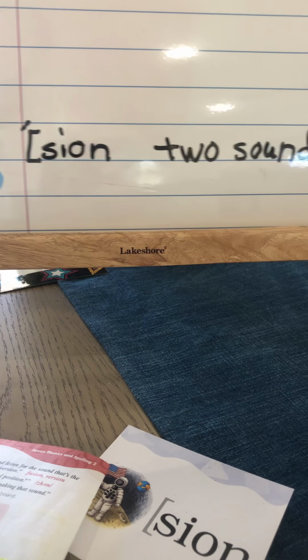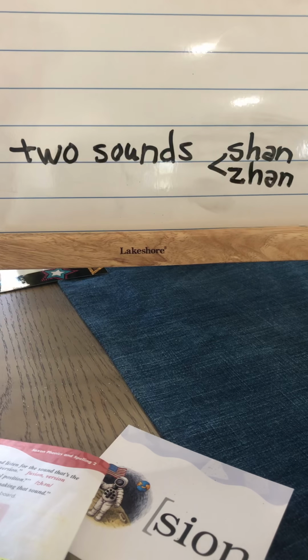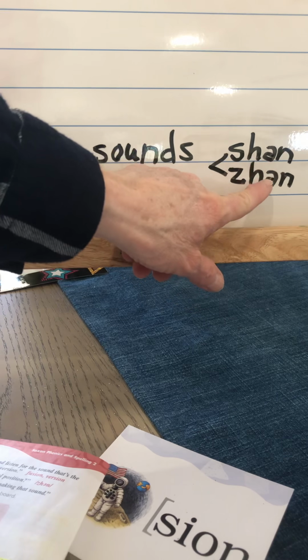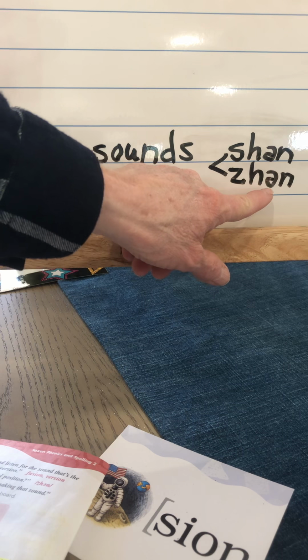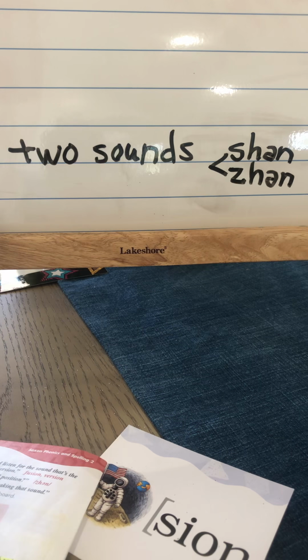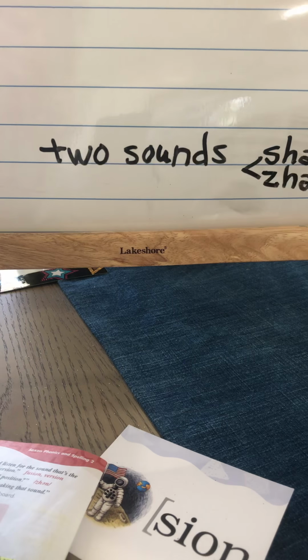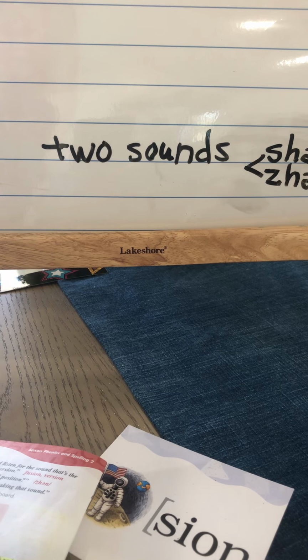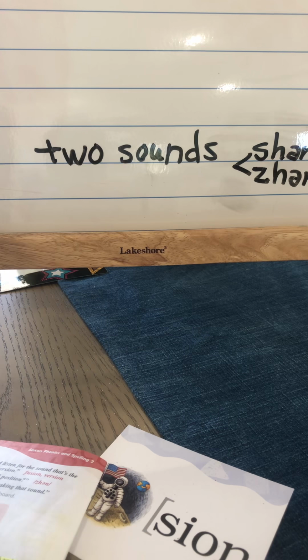Now, S-I-O-N has two sounds. It has shun and zhun. You'll notice I put the upside down E here, so you will know that is the schwa sound for the E. Now, the most difficult part of final stable syllable S-I-O-N and it making two sounds is there are rules that we will go by. The letters S-I-O-N say shun when they follow any consonant except R.